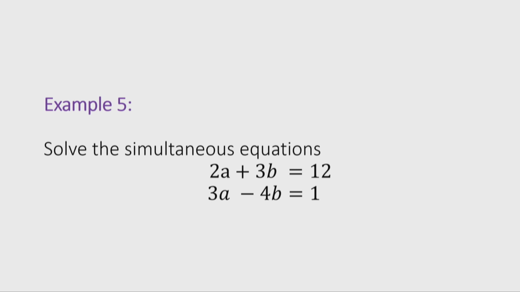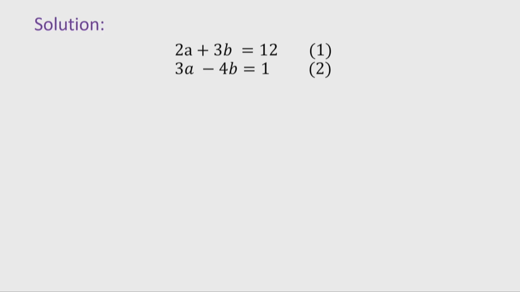Now we move on to the last example. Solve the simultaneous equations 2a plus 3b equal to 12 and 3a minus 4b equal to 1. So the first step will be to label our equations as 1 and 2. Now let us have a look at the coefficient of a.